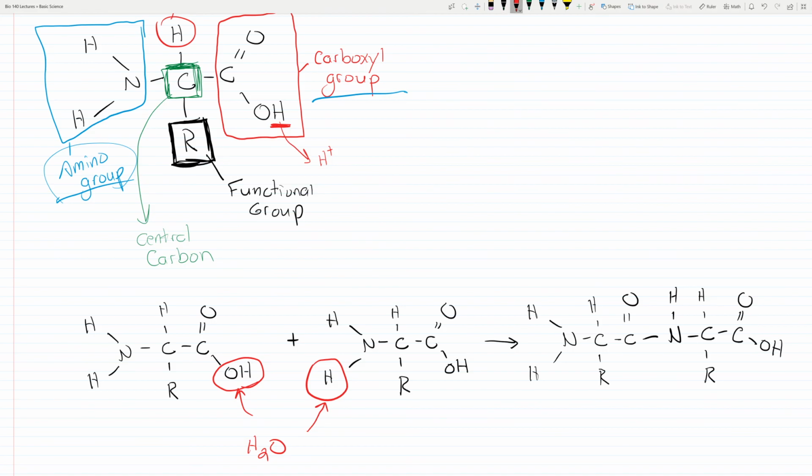All right. Right here, I'll draw it in a different color so it makes more sense. It's right here. I basically combined those together. And this bond between this carbon and this nitrogen is called a peptide bond.